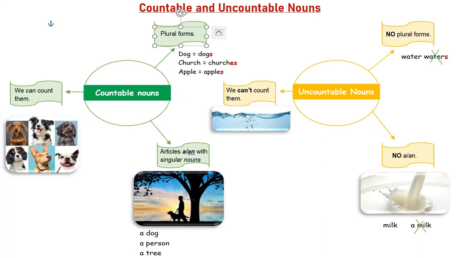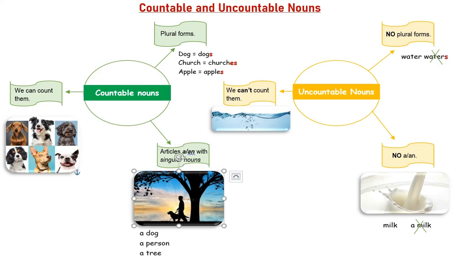Okay? So that is, we have a singular form and then we have a plural form. For example, dog, dogs, church, churches, apple, apples. The last characteristic of countable nouns is that they can have the articles a or an when the nouns are singular. For example, look at this picture.